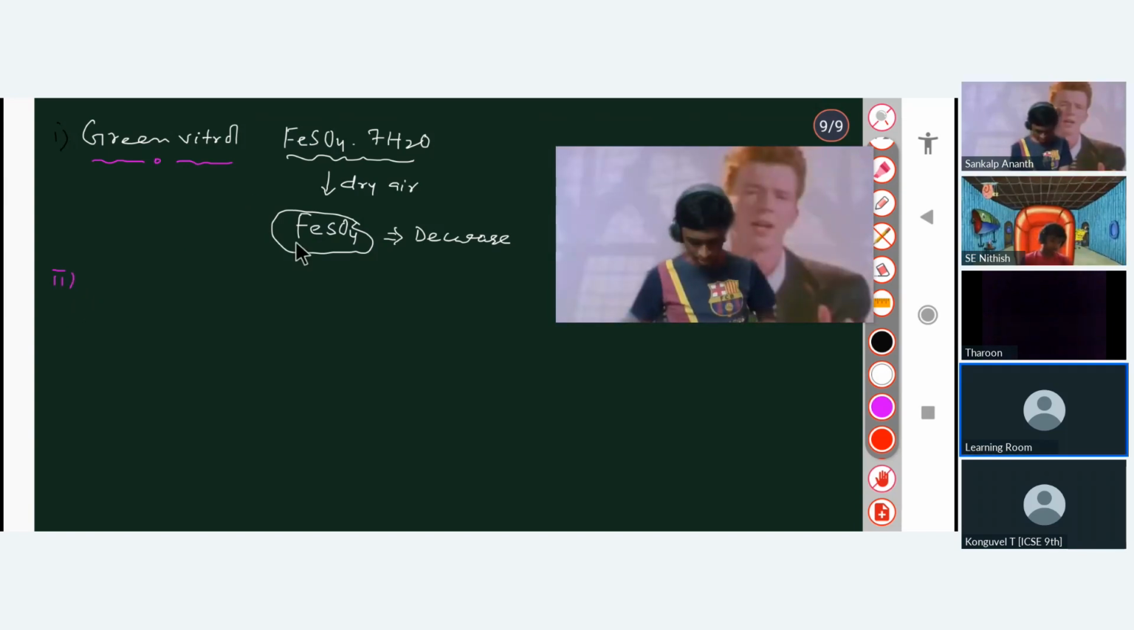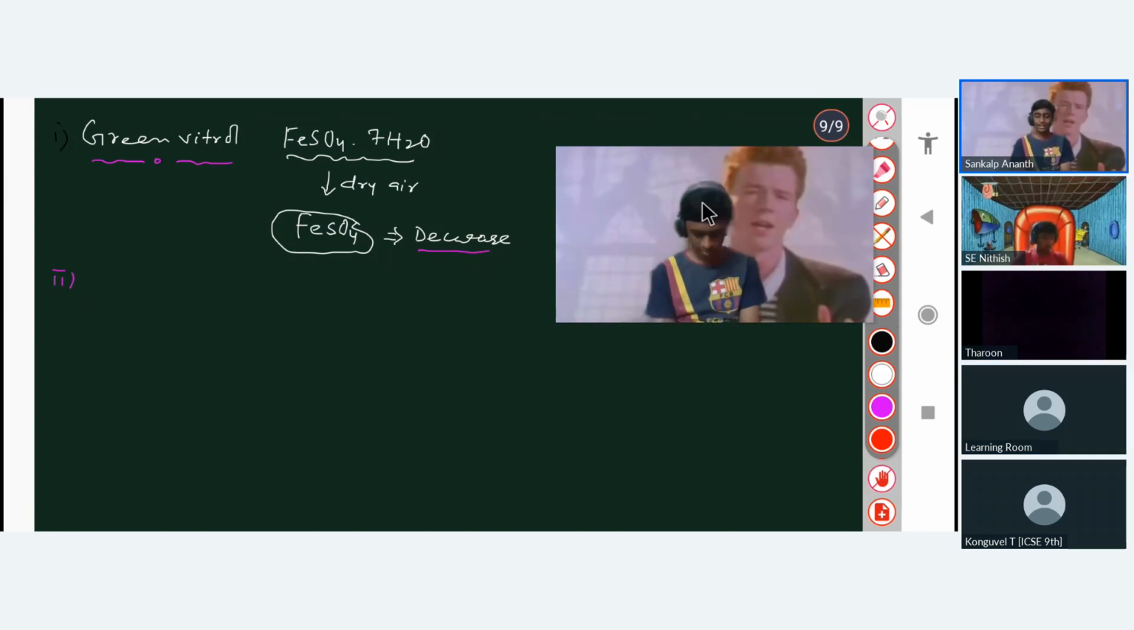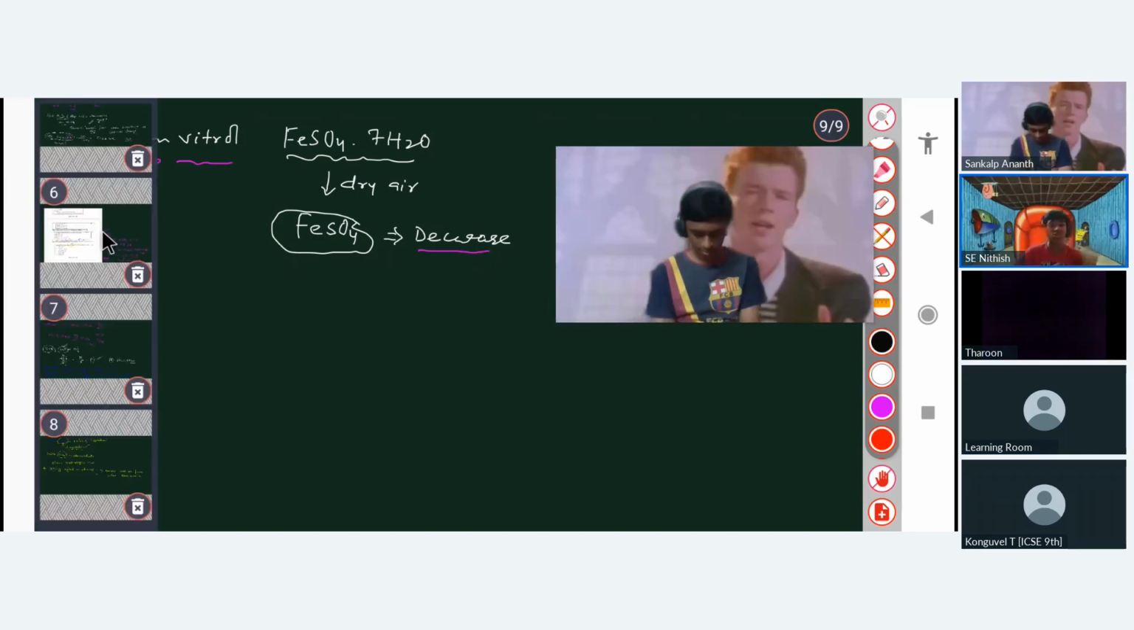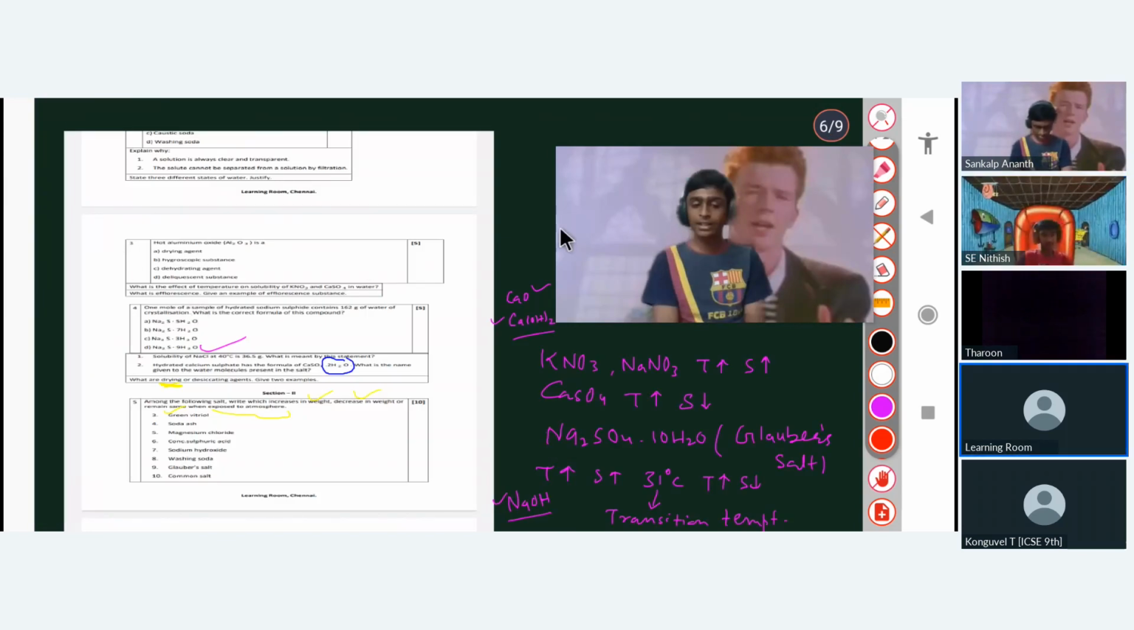That means every salt in this question is increasing in weight. No, how can it increase? See, it is decreasing here in the case of green vitriol. So what is the next? Oh, sorry, it decreases in weight. Soda ash. Okay, next is soda ash.